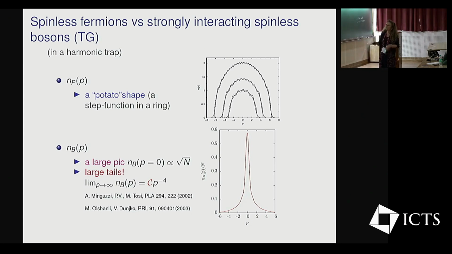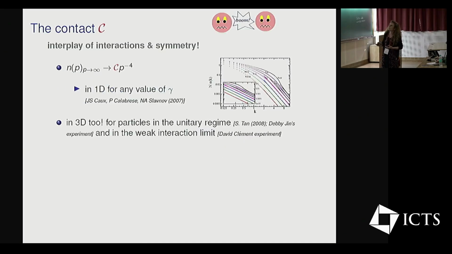And for Tonks-Girardeau bosons, the effect of this modulus around x2 minus x1 has two effects. We have a peak in the momentum distribution, and this is an effect of the presence of a quasi-condensate in our system. And also there are very large tails. The momentum distribution decays with p to the minus 4, this algebraic law, with a coefficient in front, C, that is called the Tan contact. And it is a quantity that I like a lot, and it takes into account the symmetry of a system. So let me tell you something more about this quantity, the contact.